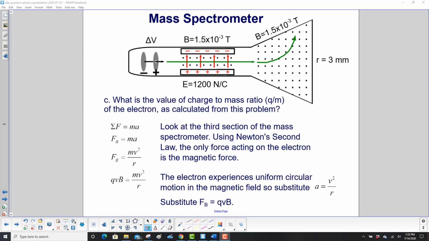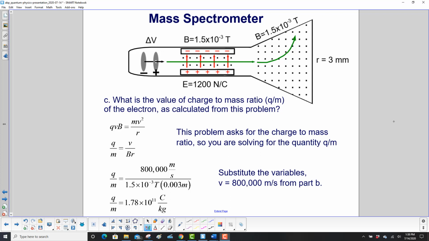What is the value of the charge to mass ratio, Q over M, of the electron as calculated from this problem? So we're going to look at the third section here, where you just have the magnetic field. Sum of the forces is MA. The only force acting, I think we said that earlier, is the magnetic force. And we're in uniform circular motion, so the magnetic force is equal to mv squared over r. What is the magnetic force? QVB. So QVB equals mv squared over r.